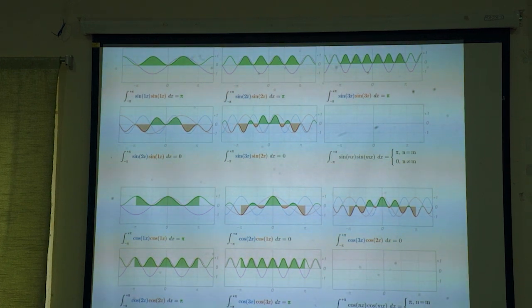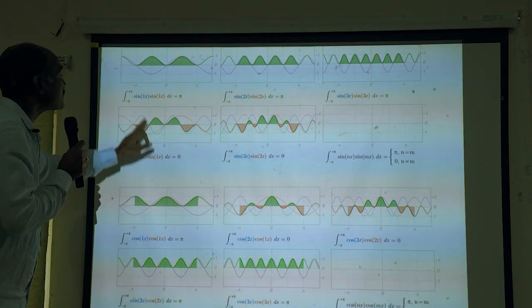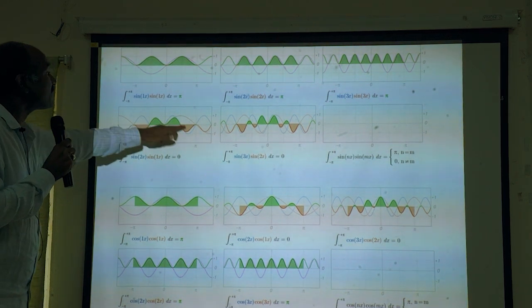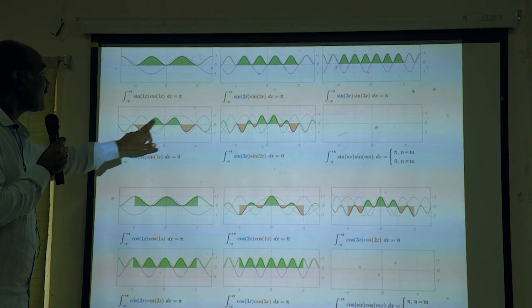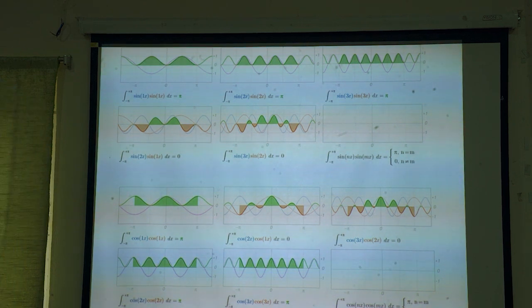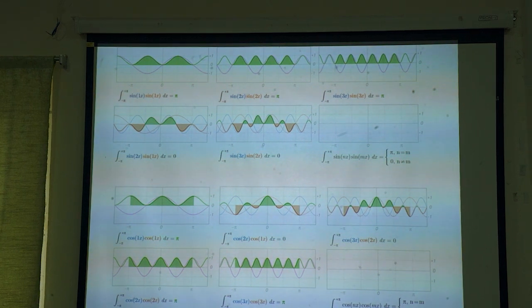You understood? Now if I take sin 2x into sin 1x, some parts are positive and some are negative. Positive and negative cancel. How much? 0. So the integral from minus pi to pi of sin mx into sin nx is 0. The same thing: the integral from minus pi to pi of cos mx into cos mx is how much? Pi.